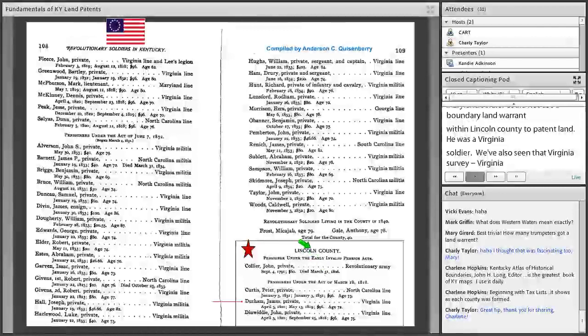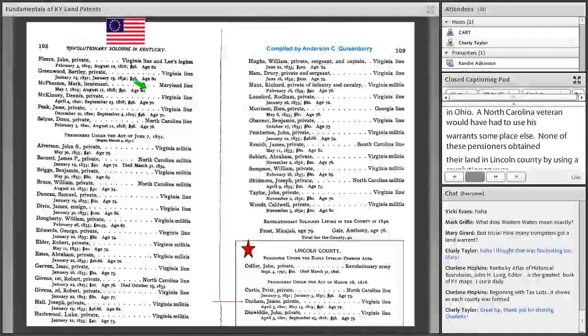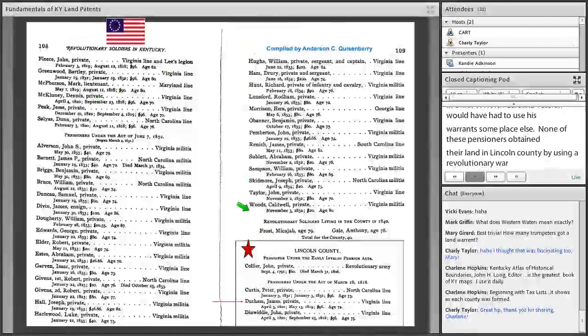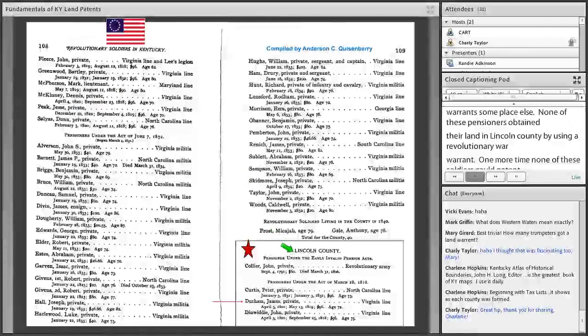Those Virginia warrants had to be used in the military districts established by Virginia, in southwestern Kentucky or in Ohio. A North Carolina veteran would have had to use his warrant someplace else. None of these pensioners obtained their land in Lincoln County by using a Revolutionary War warrant. One more time. None of these soldiers could patent land in Kentucky under the authorization of a Revolutionary War warrant.